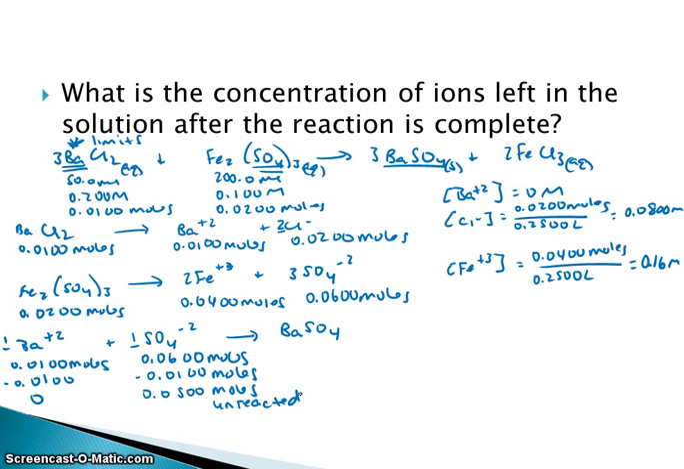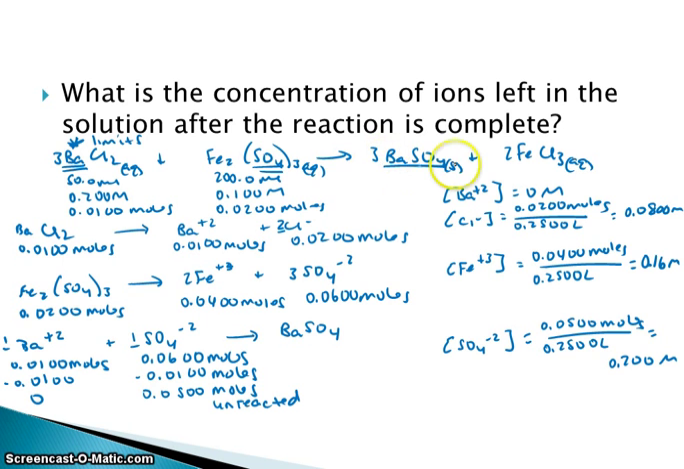It's in excess. We can calculate the sulfate ion that's left in excess in our solution. We would take 0.0500 moles of sulfate, divide it by the total volume, which is still 0.2500 liters, and that's going to give us 0.200 molar sulfate ion left in excess in the solution.